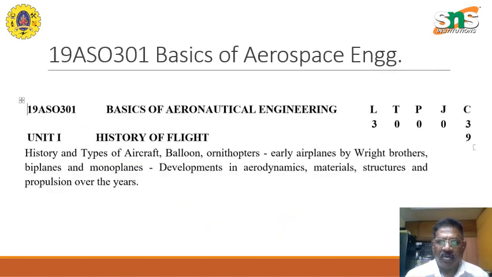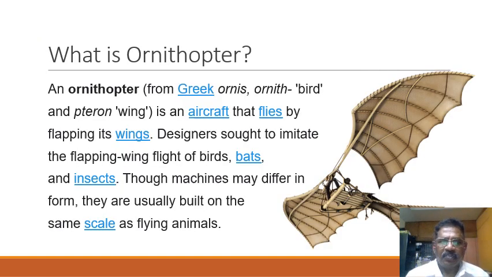Today we are going to look at something called an ornithopter. An ornithopter, in layman's terms, is an aeroplane or aircraft which looks like a bird. Now, what is an ornithopter? An ornithopter is an aircraft that flies by flapping its wings.